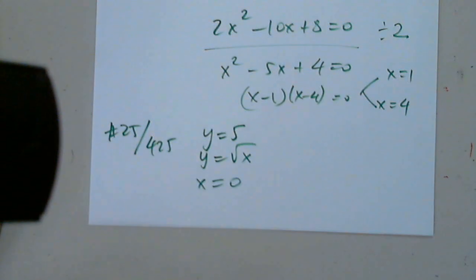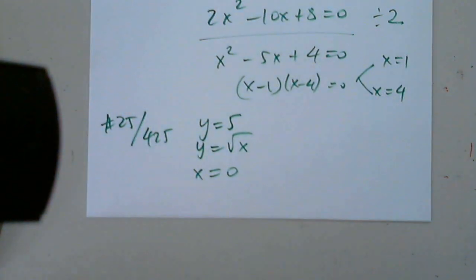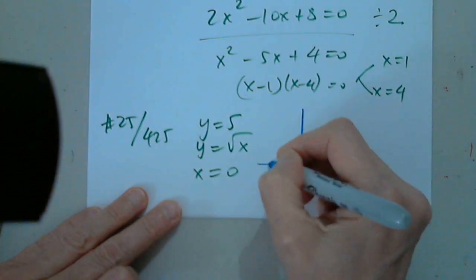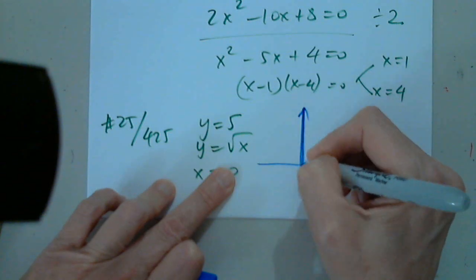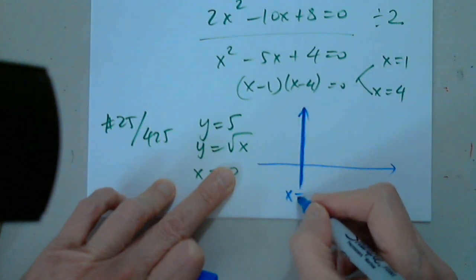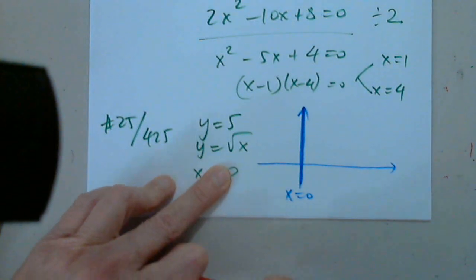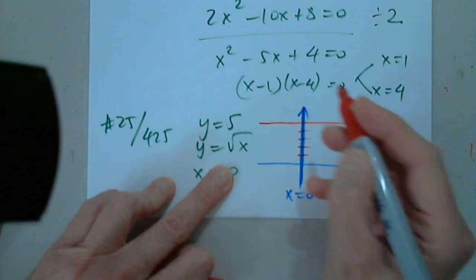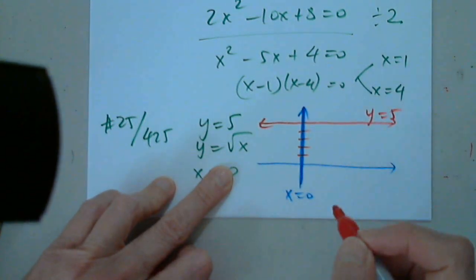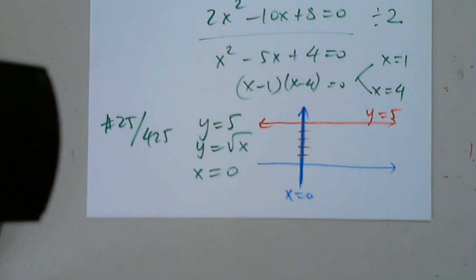Okay. Well, in order to determine the area, first of all, I have to graph all these and see what's happening here. X equals 0 is this line. Y equals 5 is this line. And y equals, I'm sorry, y equals the square root of x, I meant to say, is this graph.